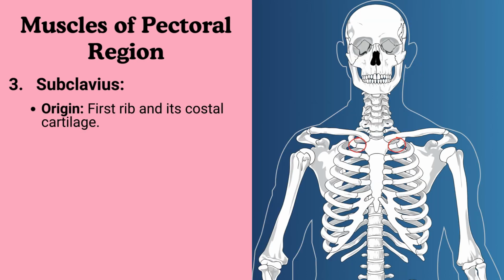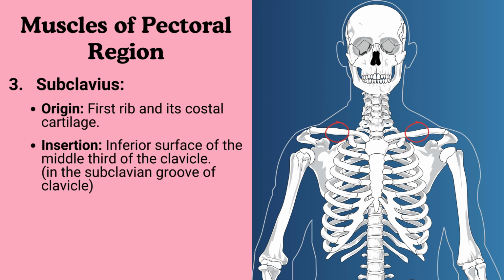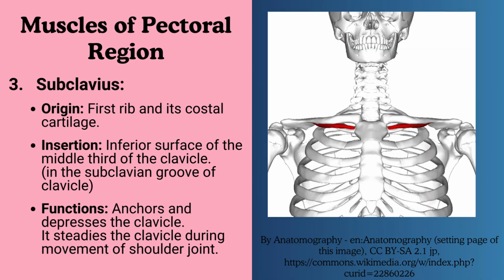Subclavius muscle. Origin: it originates from the 1st rib and its costal cartilage. Insertion: it is inserted at the inferior surface of the middle third of the clavicle, in the subclavian groove of the clavicle. Functions: it anchors and depresses the clavicle. It steadies the clavicle during movement of shoulder joint.